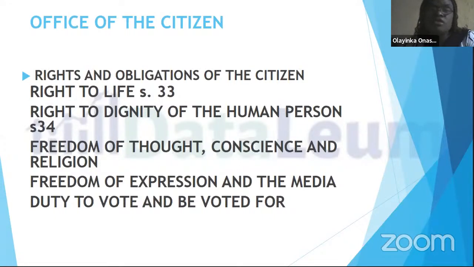A right to vote and be voted for. You can stand for elections and vote for other people as well. So these rights are attached to you being a citizen. Of course, someone who's not a citizen of Nigeria cannot vote here, and cannot stand to be voted for. It comes with some attendant rights, which is the right to vote and to be voted for, as I said.